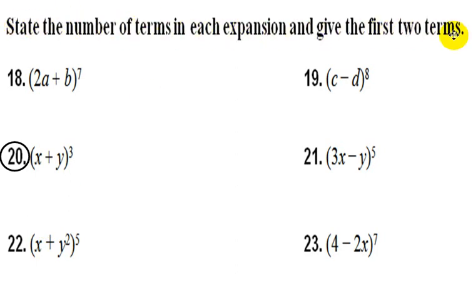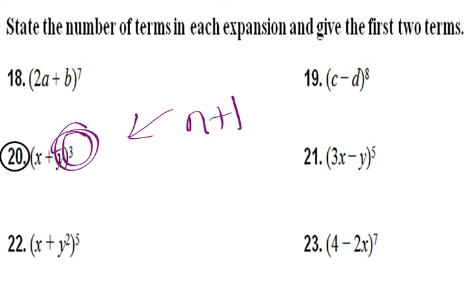state the number of terms in each expansion, and I've been talking about that all day long. How many terms? It's your power, that's n plus 1. So how many terms does 20 have? 4, because it's n plus 1, and n is equal to 3, so it's going to have 4 terms. 1, 2, 3, 4. And you could also just go look at the 3rd row on your Pascal's triangle. There are 1, 2, 3, 4 terms. There's 4 coefficients, so there's 4 terms. And they just want you to calculate the first 2 terms.